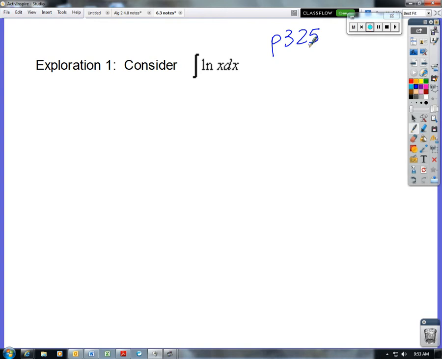Consider the integral of natural log of x dx. Use integration by parts. Oh, and they even told us what to use. That's no fun. Don't look. Let's see if we can figure it out on our own. LIPET.